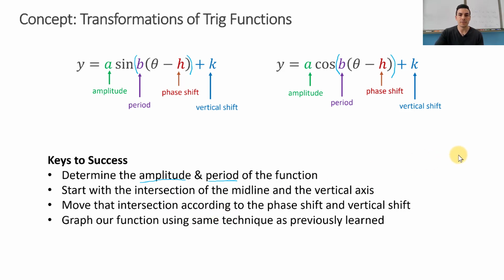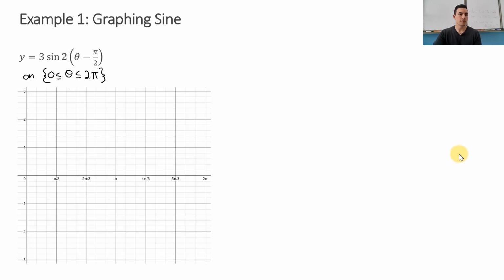So let's go ahead and get into some examples. We're going to have 5 examples in this video, so it might go a little bit longer, but let's see how we can get this done. So first example, we're going to graph y = 3 sine(2 theta minus pi over 2). And we're going to graph this on the interval from 0 to 2 pi. Keep in mind, if you're asked to graph on a certain interval, note what that interval is.